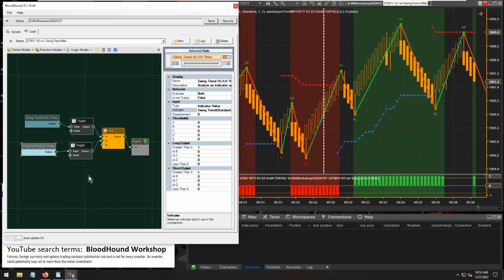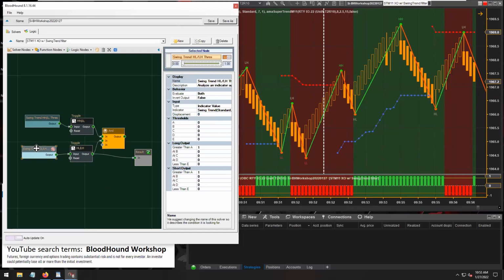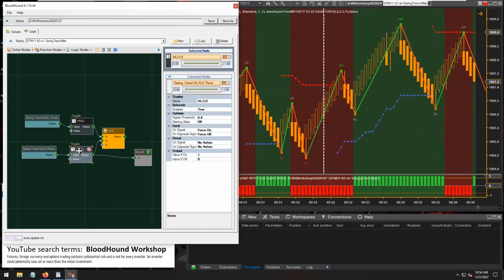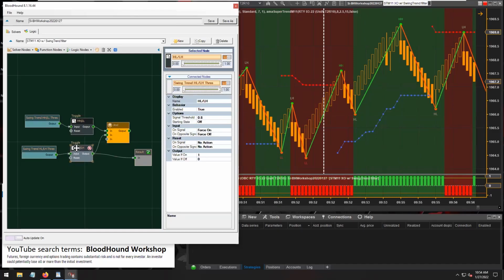So let's see, I think it's this toggle node here. Actually, let's name these toggle nodes. There we go. We can name these toggle nodes to tell us what they are finding here. So this toggle node here, we want to turn it off when a higher high starts developing, because that's the end of our short trend.